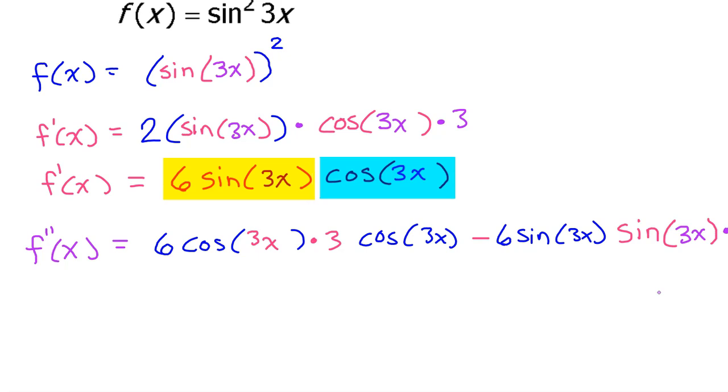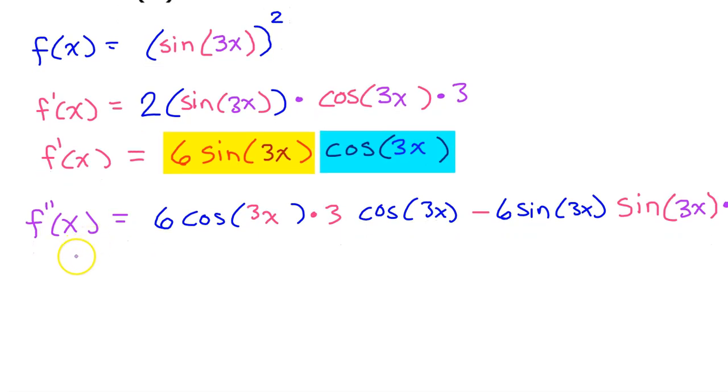However, we're just practicing and we need to prepare for a potential multiple choice question. So let's simplify a little bit. For example, the 6 times 3 is going to make 18. So we have 18 cosine. Oh, also we have 2 of these. Cosine 3x times cosine 3x is cosine squared 3x.